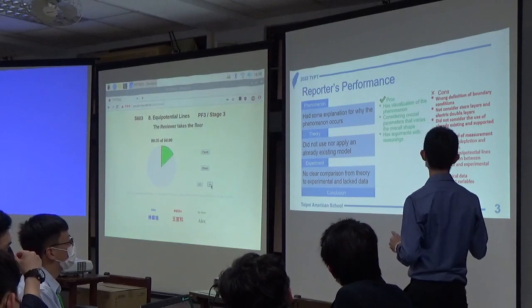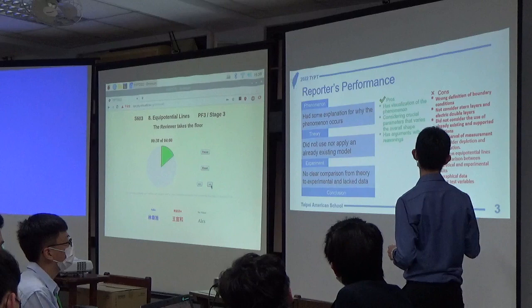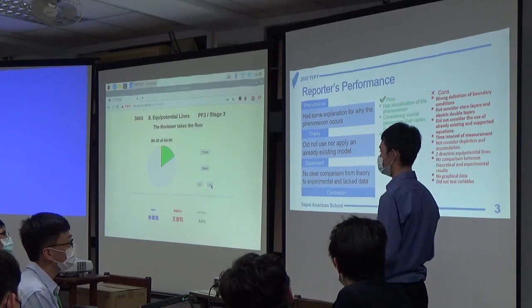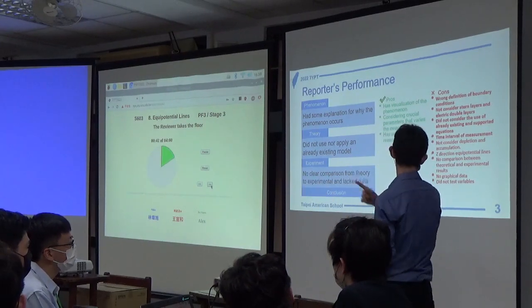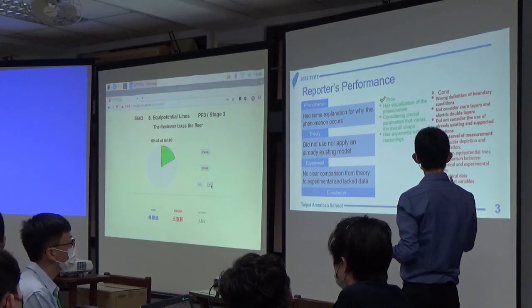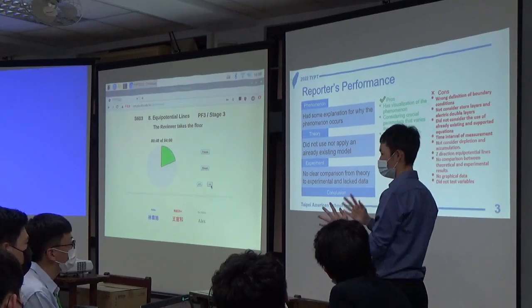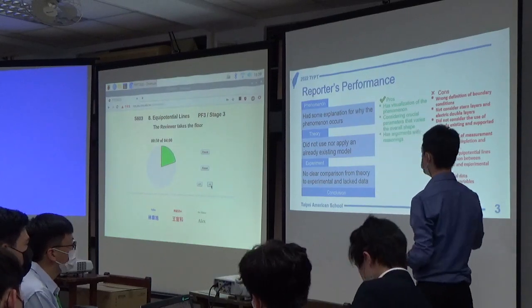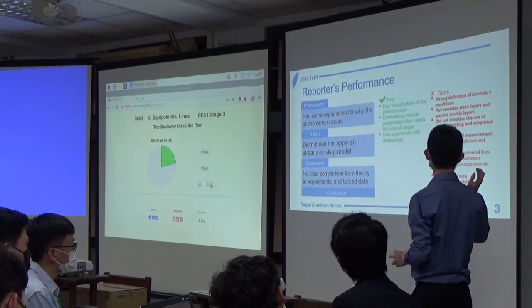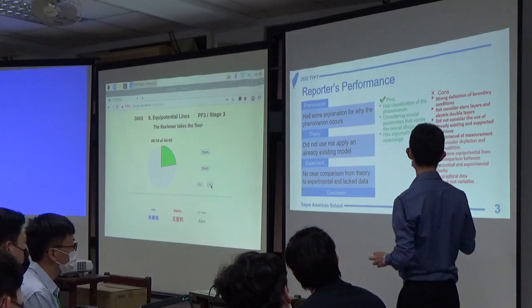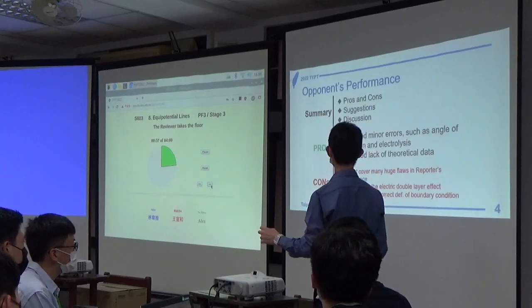His definition of boundary conditions was incorrect. He did not consider Stern layers and electric double layers, which I quickly outlined over there. The time interval for measurement was not considered, so you have a lot of confounding variables that may affect your measurement. It did not consider depletion and accumulation. Z direction was not used, and there was no graphical data to support this analysis.